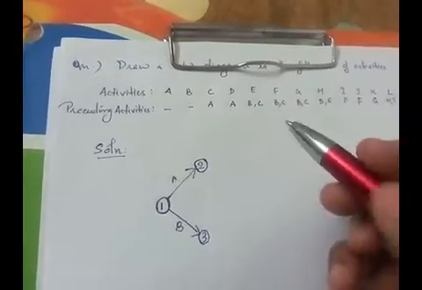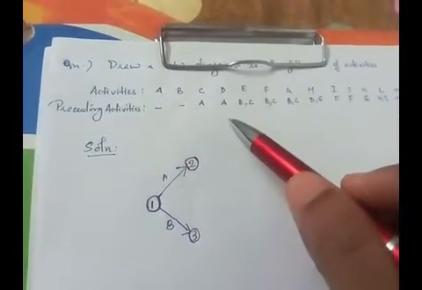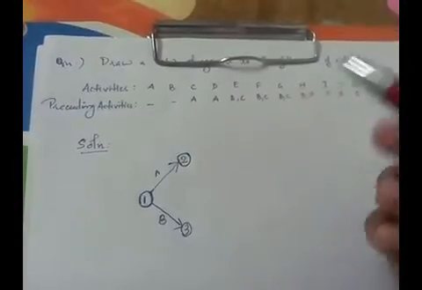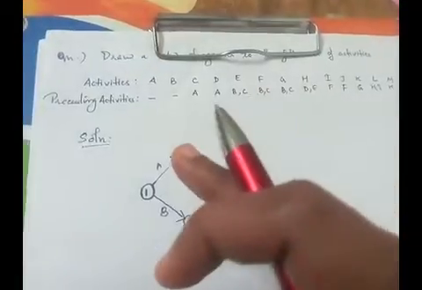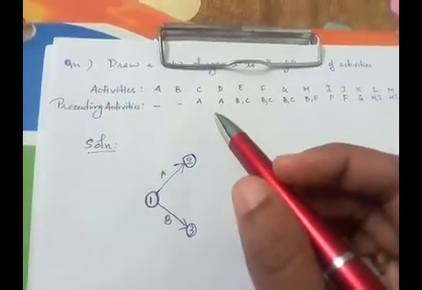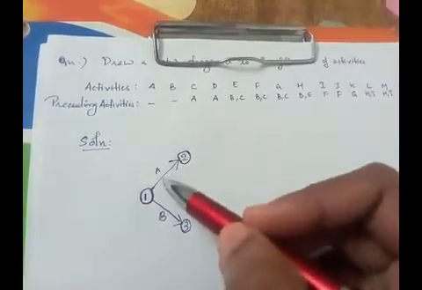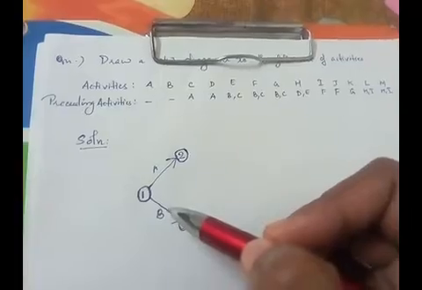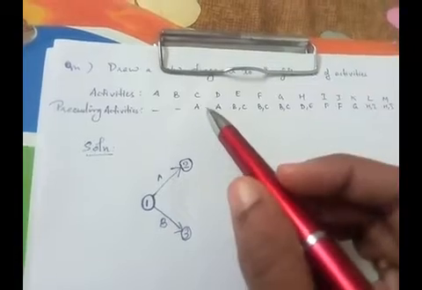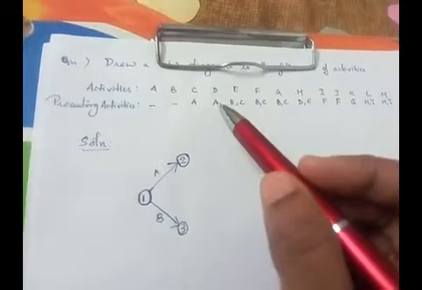Now we'll draw the rest of the activities. For the rest of the activities, first you have to look at the preceding activities. Since we have already drawn the starting activities, now we have to know what activities are going to succeed A and B, right? So look at the preceding activities and see in which activities the preceding activities are A and B. Now look at the activities C and D. For C and D, the preceding activity is A.